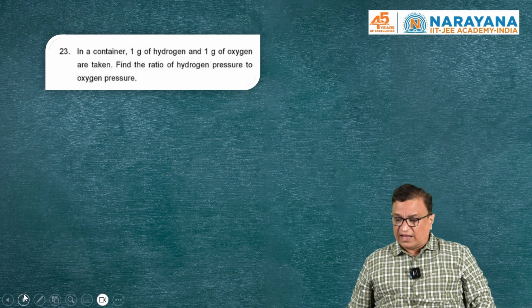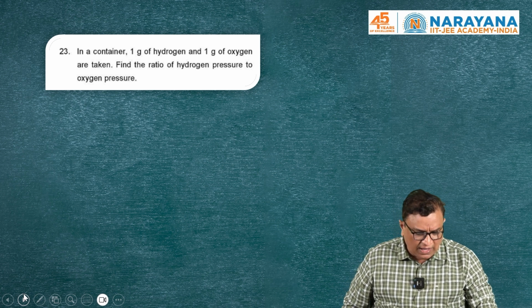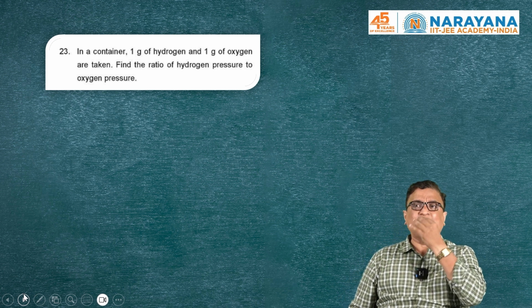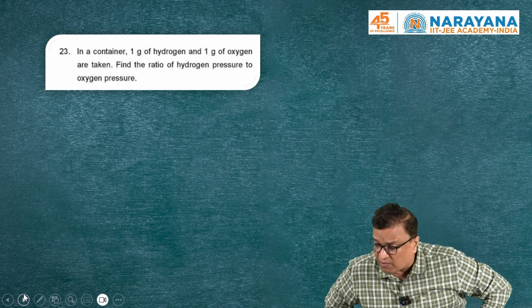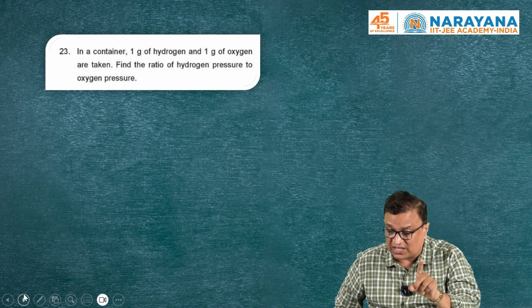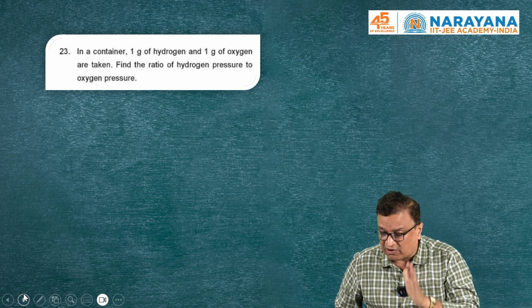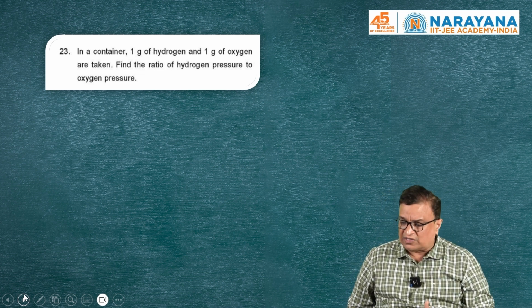Next is in a container. Oh wow, almost every question we have, every paper, nearest models are there. In a container, 1 gram of hydrogen and 1 gram of oxygen are taken. Find the ratio of hydrogen pressure to the oxygen pressure.